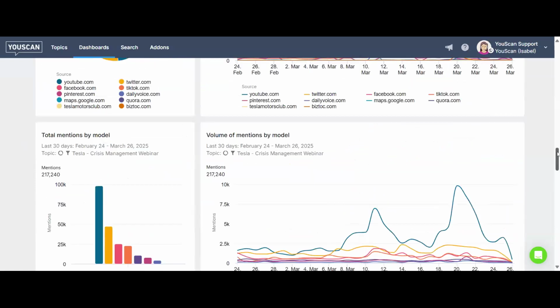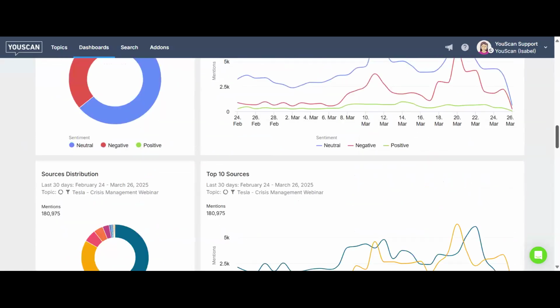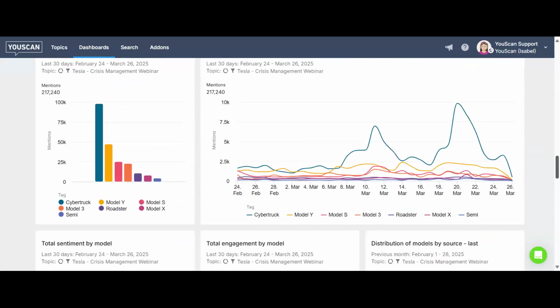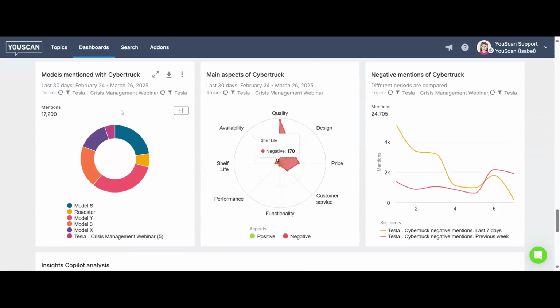So here you see that's a very interesting dashboard, because here we are monitoring the general data, the general information. Then we come to the data segmented by models. And then we segment these metrics even more to a specific model. So here I'm not only monitoring all the models, I'm monitoring the car models that are most mentioned with Cybertruck, the main aspects of Cybertruck, the distribution of negative mentions of Cybertruck compared to different periods. So I see this week, for example, the negative mentions are falling. So the crisis is practically already over.